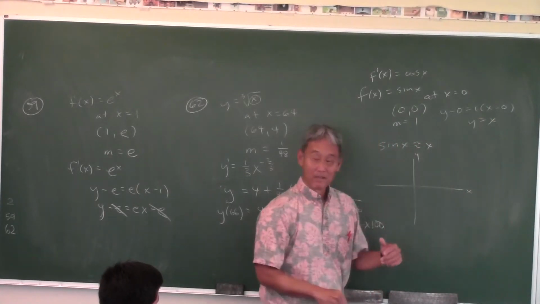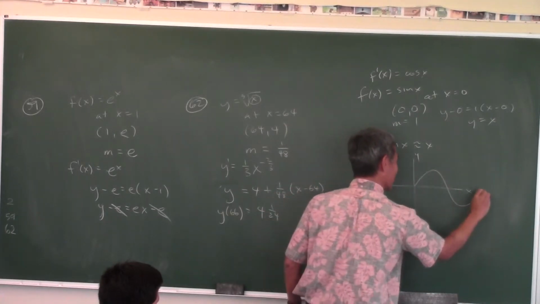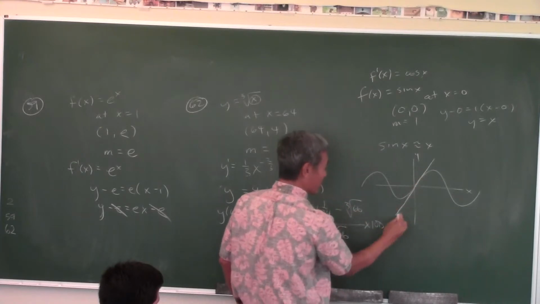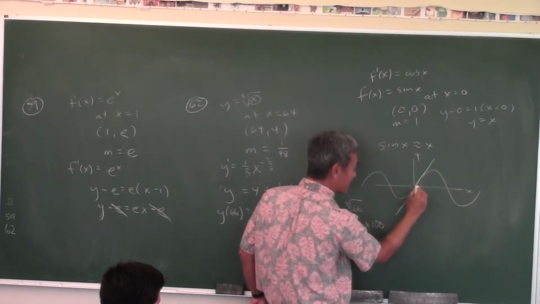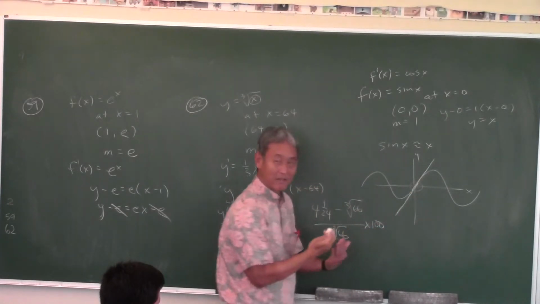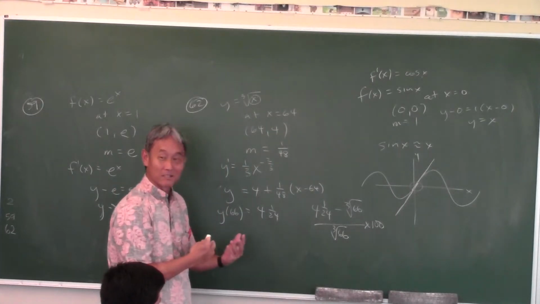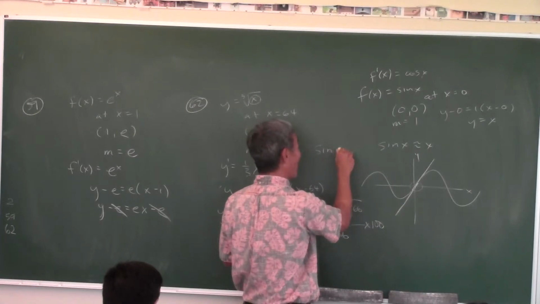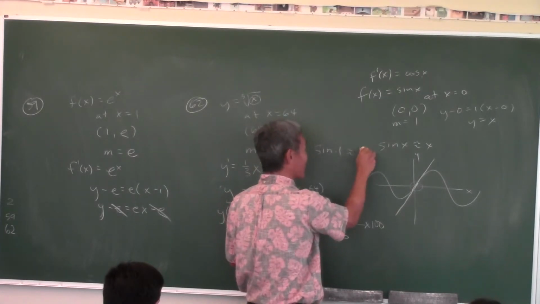See? That's why. Because look at the graph. Here's sine x, it looks like this. And then here's y equals x. For small values of x, that means near here, can you see the two graphs are almost identical? That's why it works. So that means sine of 0.1 is approximately 0.1.